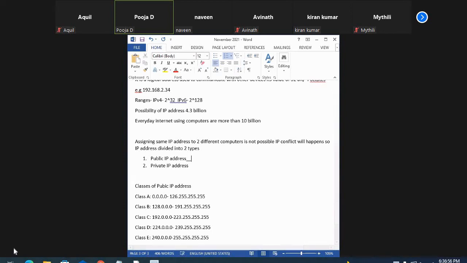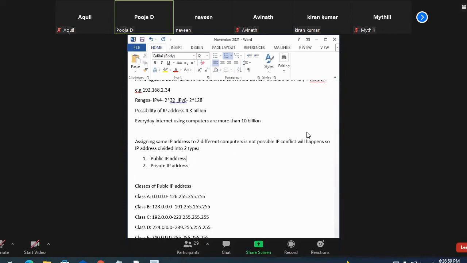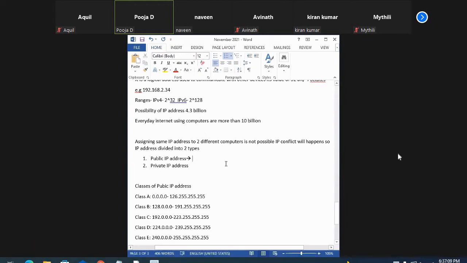IP address, as we have discussed yesterday, which are utilized in connection between devices located in multiple networks. I have shown you that diagram yesterday, right? There, if two devices are located in different networks and want to communicate with each other, you can utilize the public IP address, right? So the devices located in different networks utilize the public IP address for communication, right?